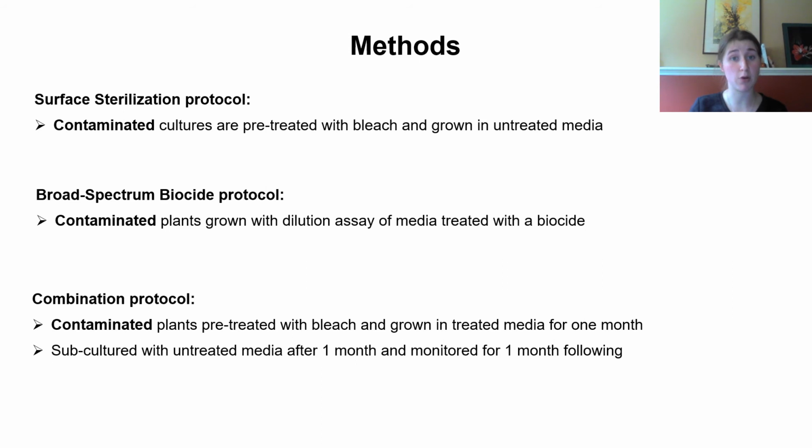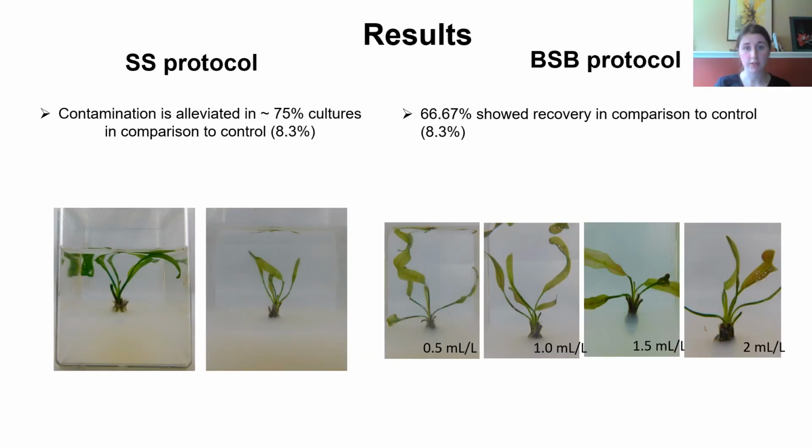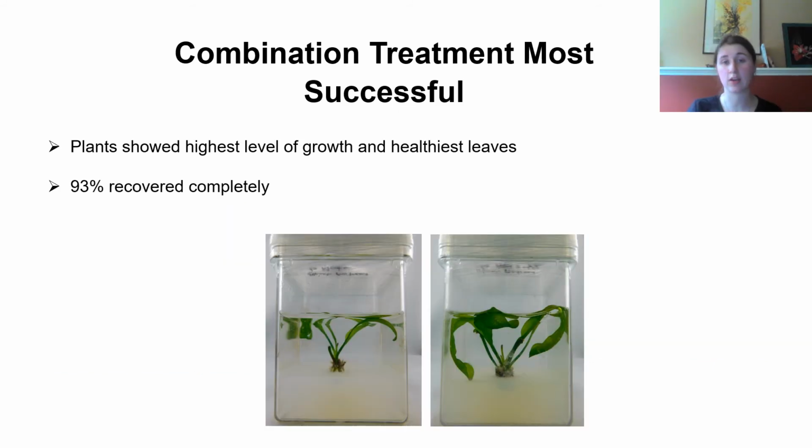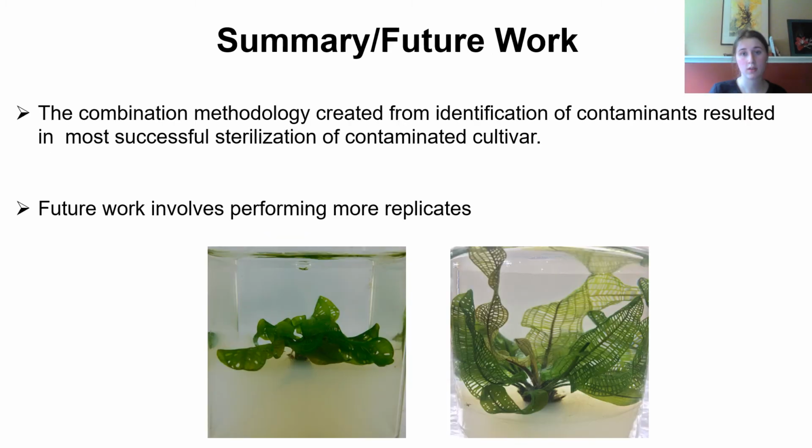We finally combined both methods by pre-treating with bleach and then growing the plants in the best concentration for a month. Results showed that the first 2 protocols were able to eliminate contamination in up to 75% of the plants tested. In all, we found that the combination treatment was the most successful, eliminating contamination in up to 93% of the plants tested. In summary, the combination methodology that was created through identification of the contaminants in the cultivar resulted in the most successful sterilization.